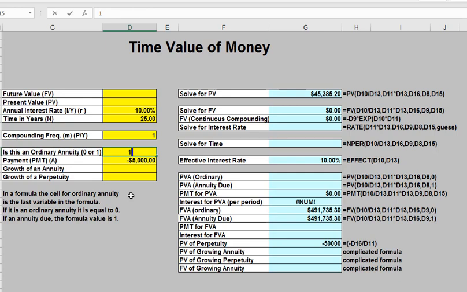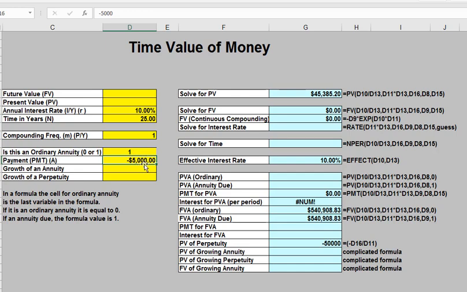And what we will see is that it changes. The annuity due here is now $540,908, or $908.83. So what that means is, instead of the ordinary annuity, which was $491,000, by making the same number of payments, but by starting today, I earn roughly about another $50,000 on my investment. So if you start earlier, you're going to earn more money.